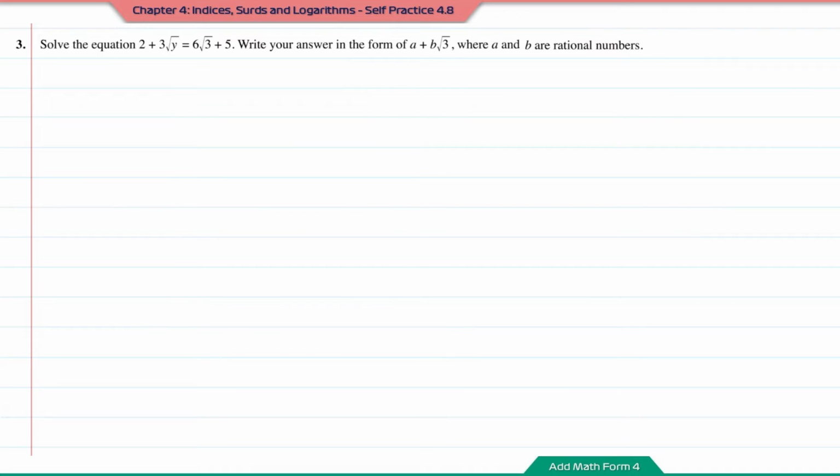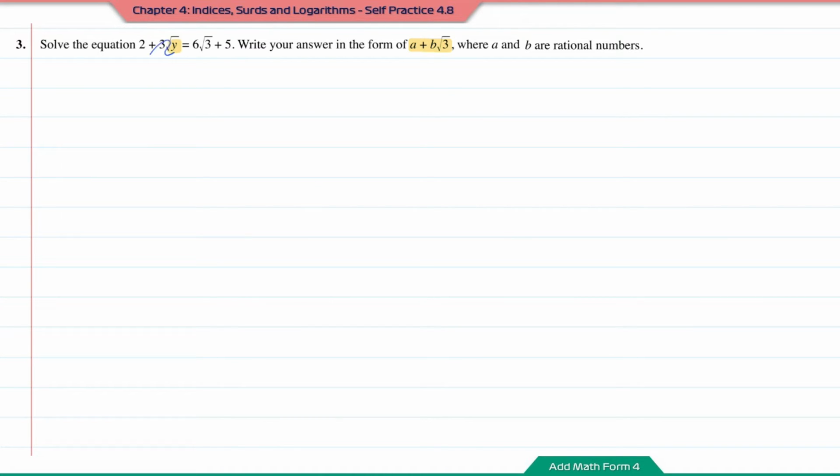Question number 3. Solve the equation 2 plus √3 y equal to 6√3 plus 5. Write your answer in the form of a plus b√3, where a and b are rational numbers. Solving the equation here means we want to find the value of y, and we want to return it in this form.